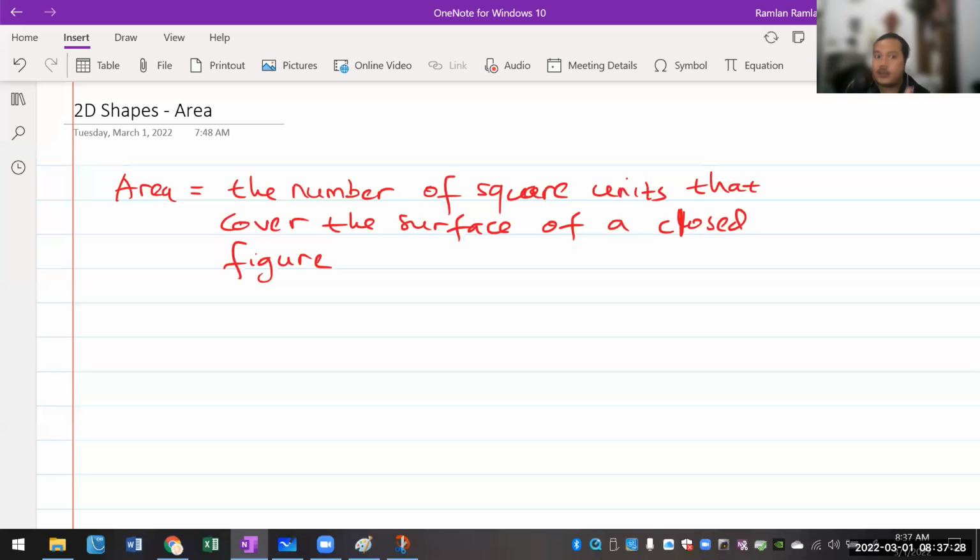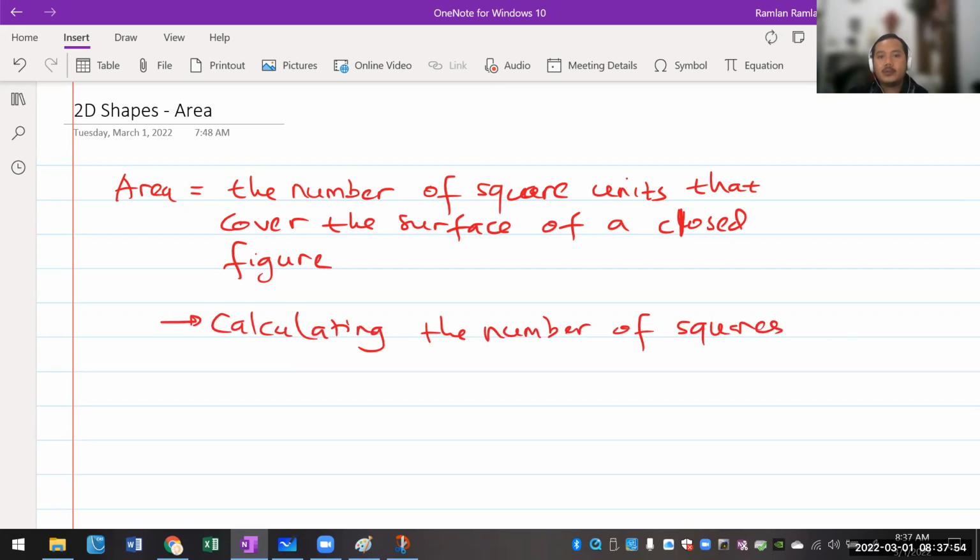Okay, so let's go back again. When we're talking about area, we're actually calculating how many squares inside, how many square unit inside that shape. Okay, so it needs to be a closed figure. Okay, so again, you will find it by just calculating, right? This is calculating or counting, yeah, the number of square inside, yeah, the shape. Okay, so just calculating number of squares inside the shape.